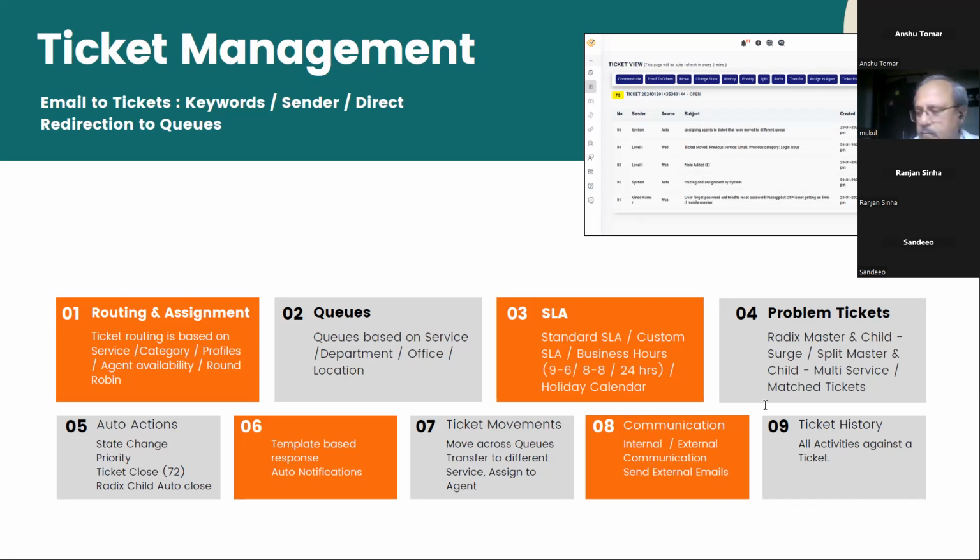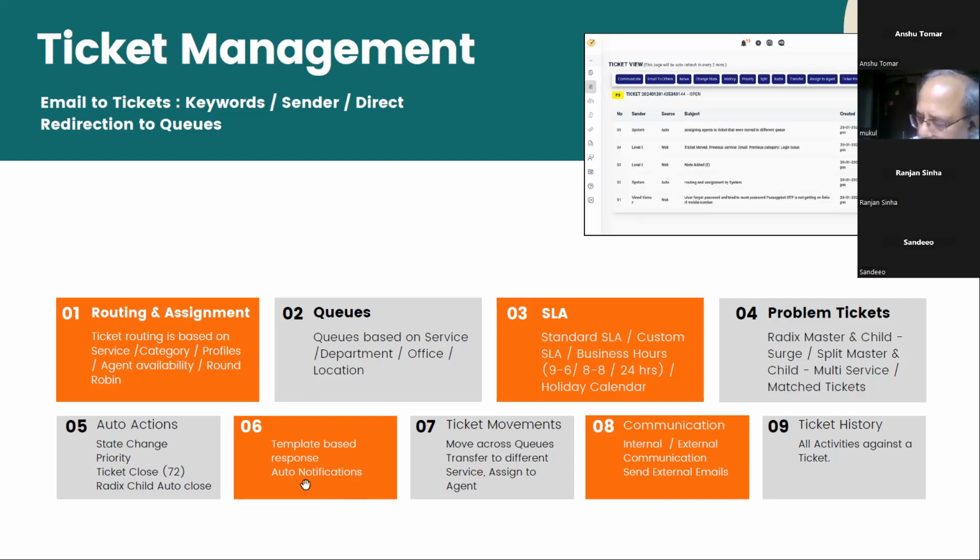And you have match tickets. The system can match the ticket if the same ticket has been raised earlier, so it will help the agent resolve the same issue with the help of the matched ticket. Then you have auto action: state change, priority change, ticket closure, and child close. I already explained to you. And all these things you will see in the demo, the live presentation, and how it's working.